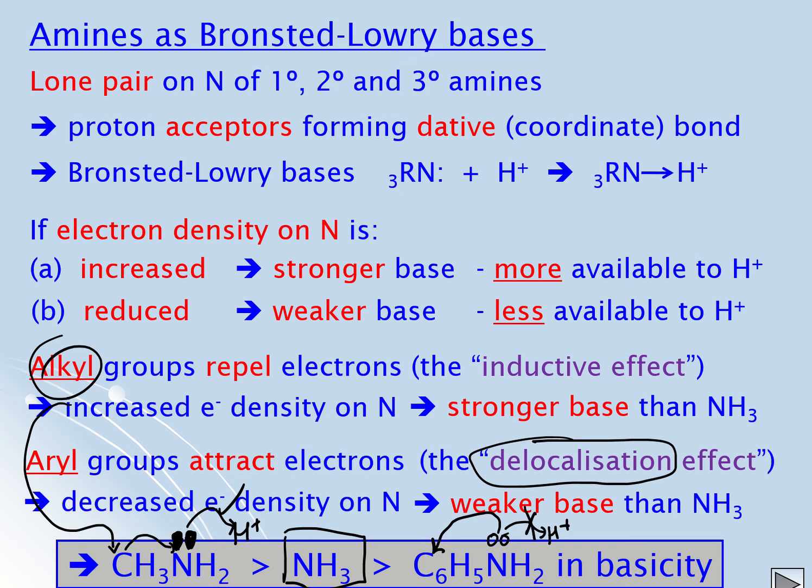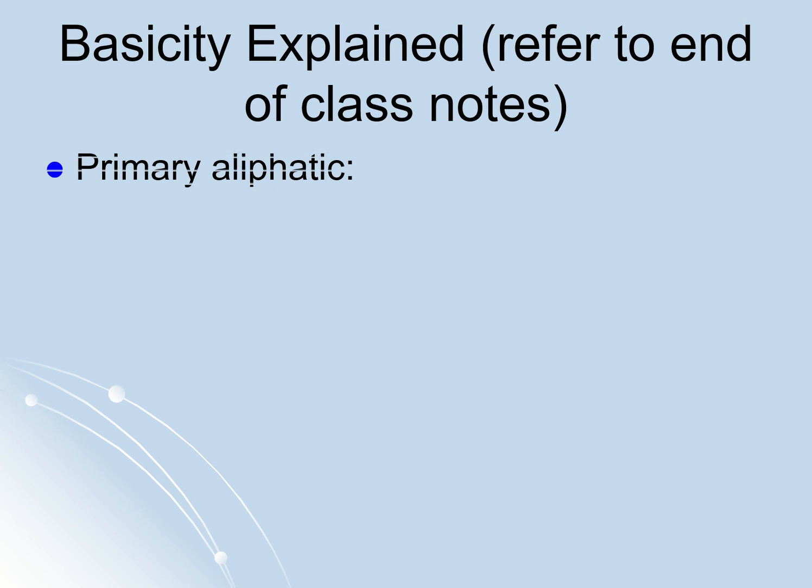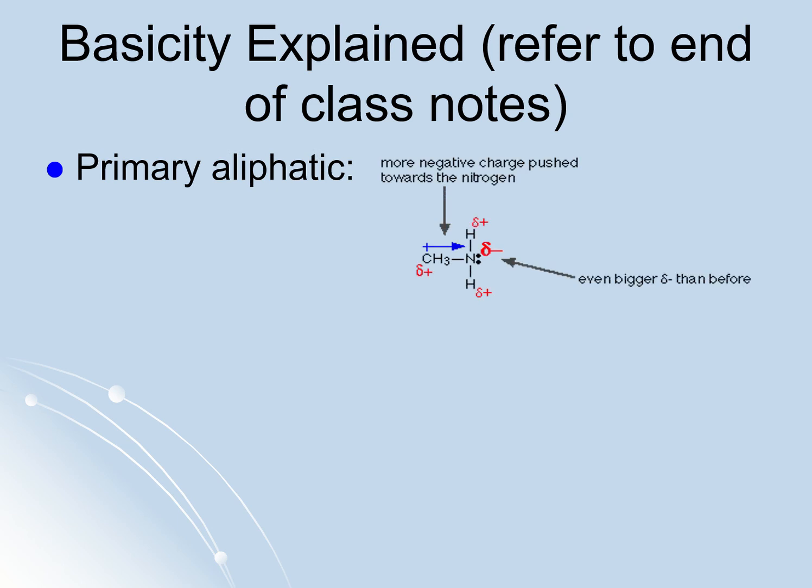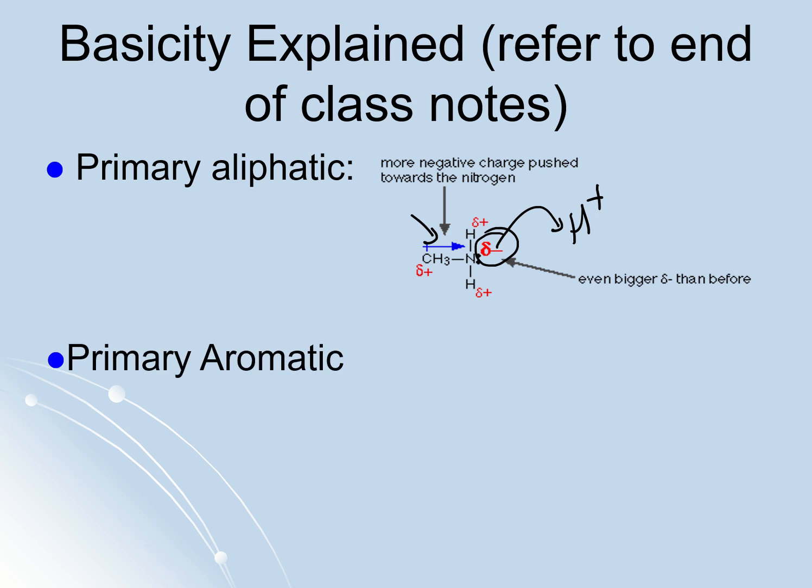Let's look at this in a little bit more detail just to get the picture across in the next slide. If I take a primary aliphatic amine, what you can see is we're showing with the blue arrow the movement of the electrons, and we can see this much increased delta negative around the nitrogen. If I have a hydrogen ion in the proximity, it's going to be significantly attracted towards it. That makes it a relatively strong base.